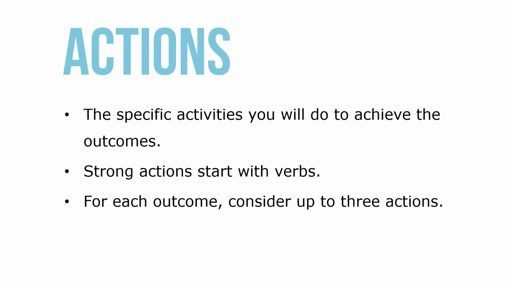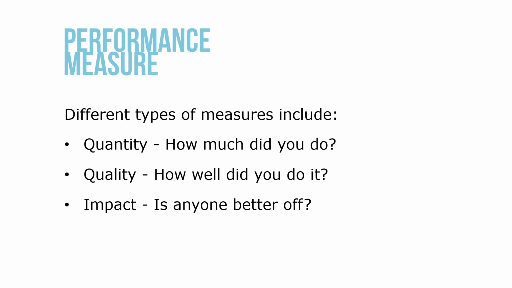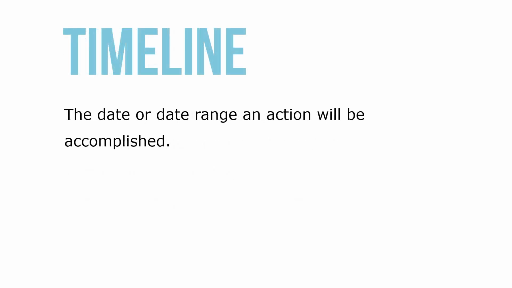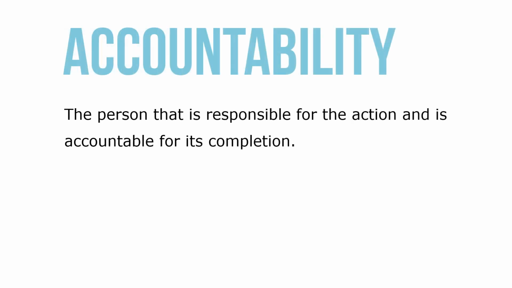Actions are the specific activities you will do to achieve the outcome. Strong actions always start with a verb. For each outcome, consider up to 3 actions. Performance measures. A quantifiable measure of how well each action is working. Different types of measures include quantity, how much did you do, quality, how well did you do it, and impact, is anyone better off? Timeline. It's the date or date range an action will be accomplished. Accountability. The person that's responsible for the action and is accountable for its completion.